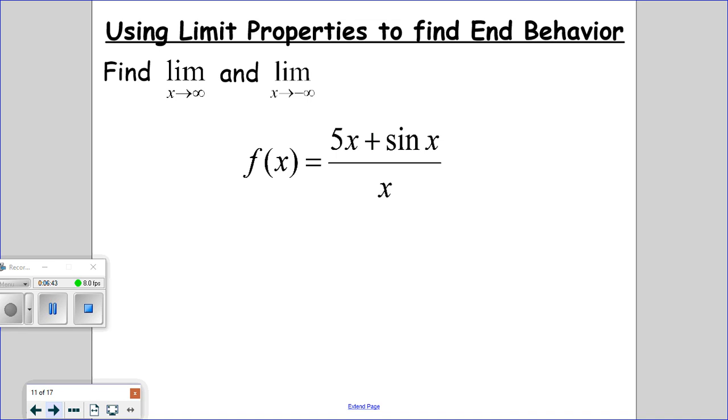Okay? Go ahead and try this one. I want you just to do the positive infinity part of it. And you can work with your table on this, but just the positive infinity. Limit as x approaches infinity. And your function you're looking at is (5x plus sine x) over x.